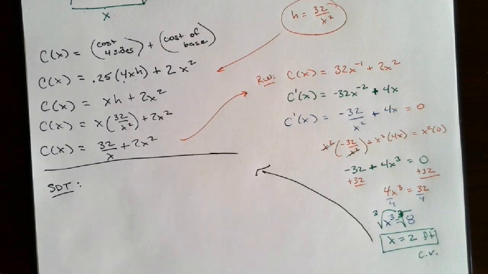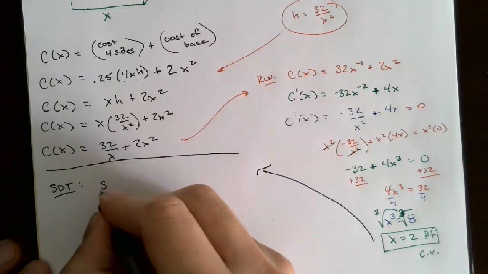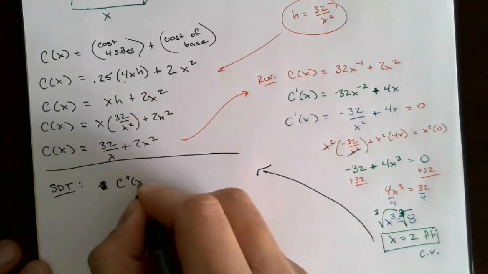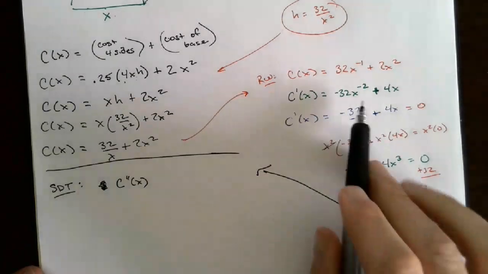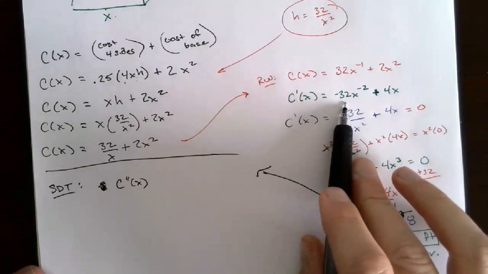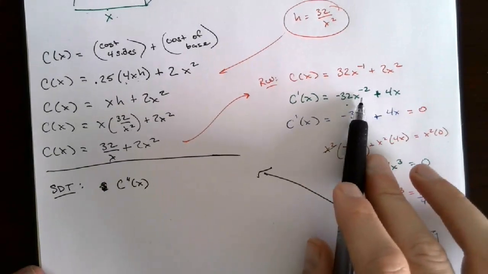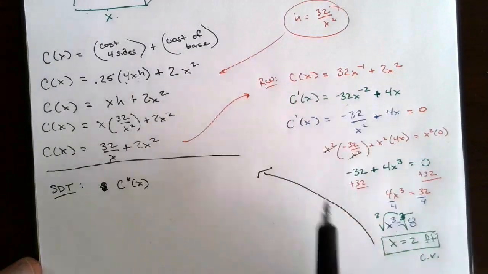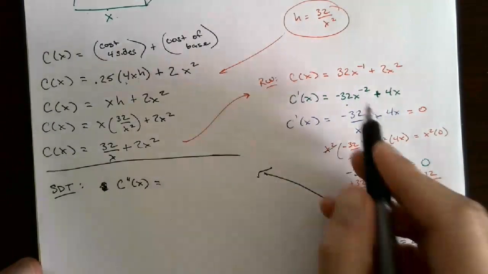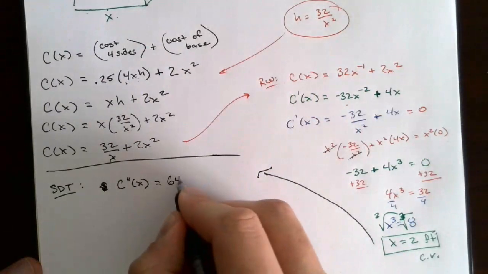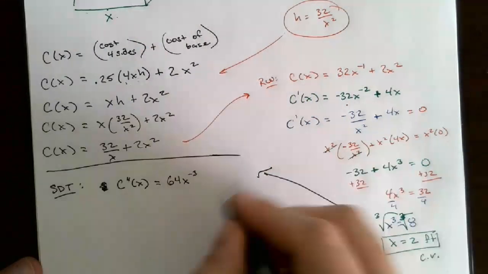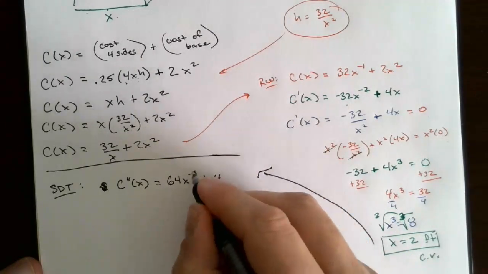And then substituting into the second derivative, we first need to find the second derivative. So I need c double prime of x. Well, I'm taking the derivative of c prime. I'll use this form right here because remember you want your x's to be in the numerator. So the derivative of negative 32x to the negative 2 would make this a positive 64. A negative times that makes that positive 64 x to the negative 3, plus the derivative of 4x is just 4.